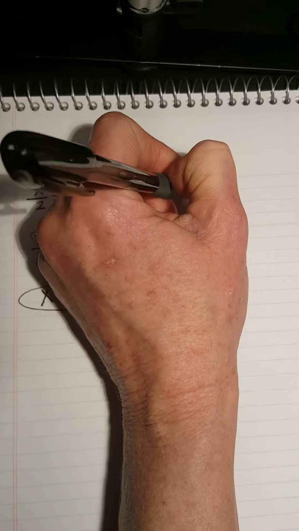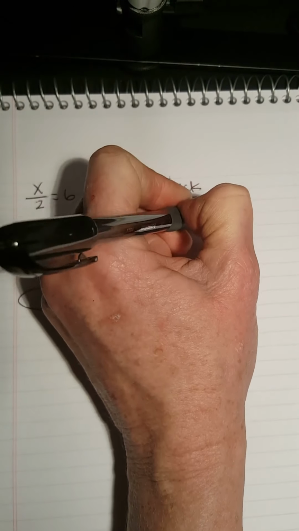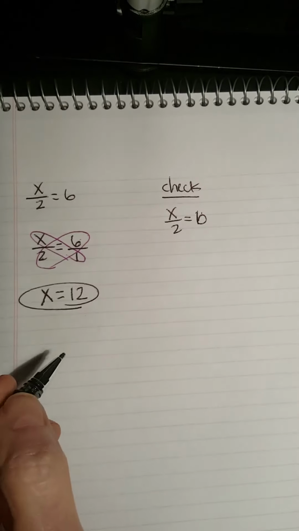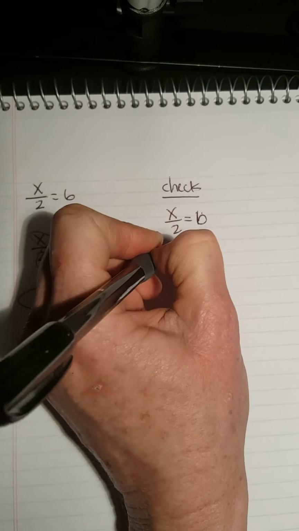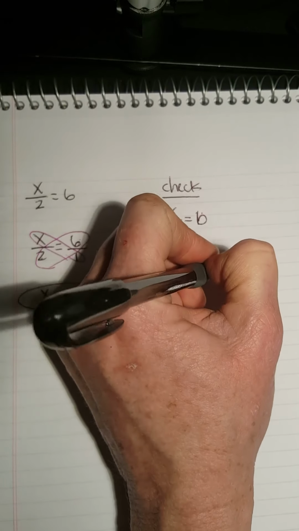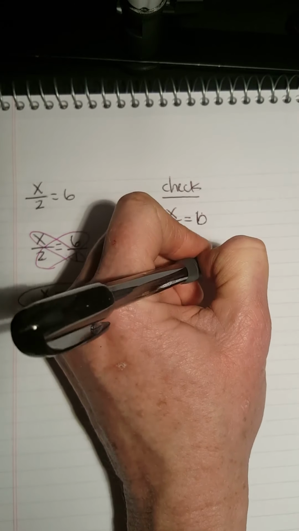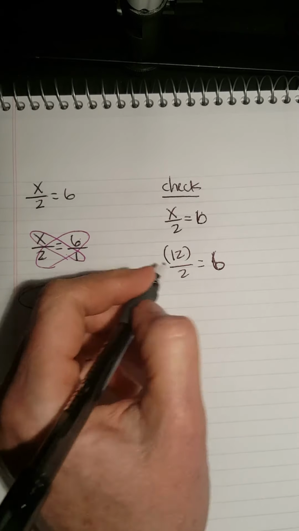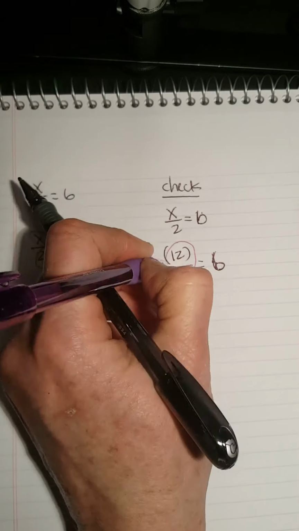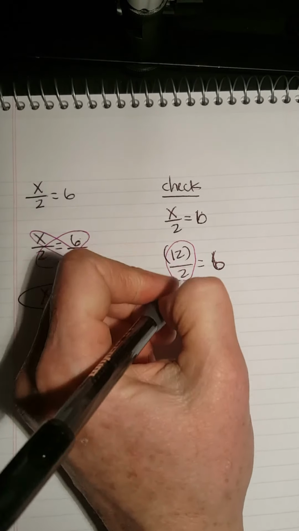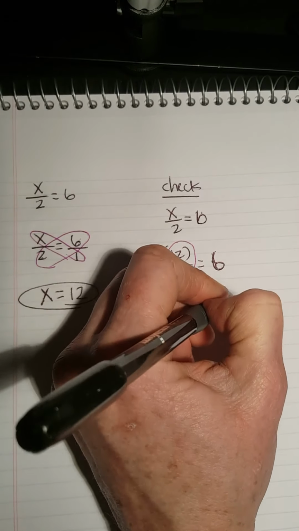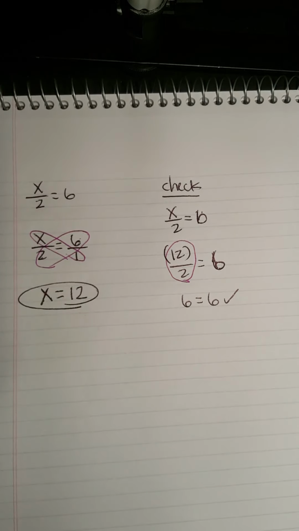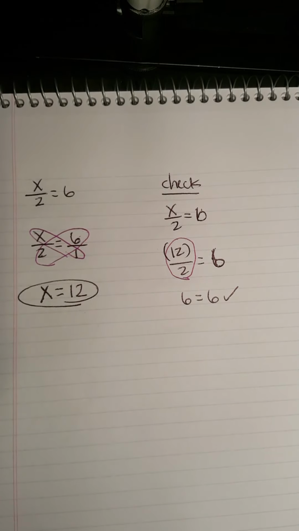All right, and then again, these can be checked also. You write the original problem, x divided by 2 equals 6. Substitute. This is a 6, not a B, sorry. 12, and then we're actually going to solve this piece. So you actually do this piece in your head. 12 divided by 2 is 6. So that checks.